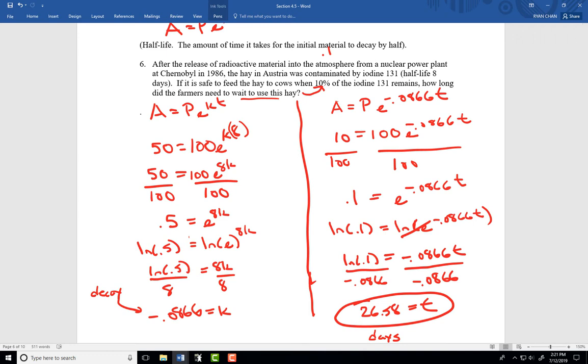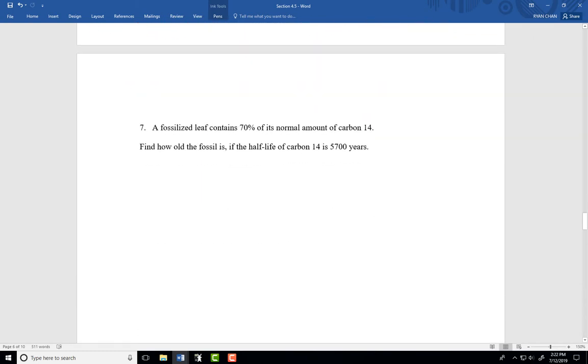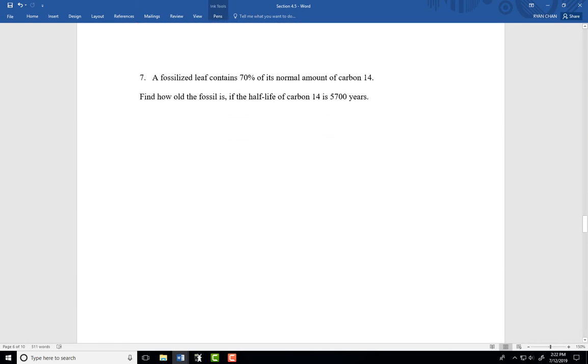Okay. So let's do one last one. And again, if you have questions, feel free to let me know. So let's look at number 7. The fossilized leaf contains 70% of its normal amount of carbon-14. Find how old the fossil is with a half-life of carbon-14 of 5,700 years. So once again, we don't know how long it takes. We actually don't know how to do this because we don't have our function, so we need to create it from the start.